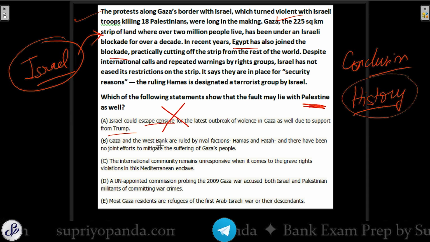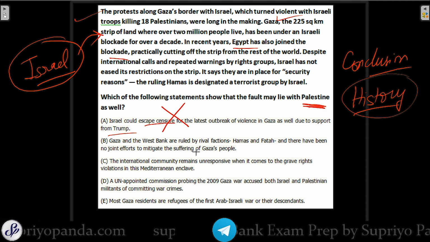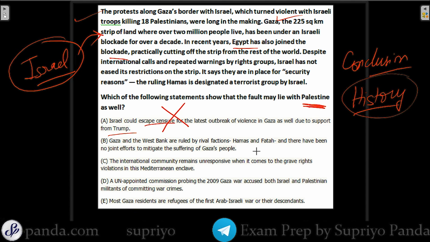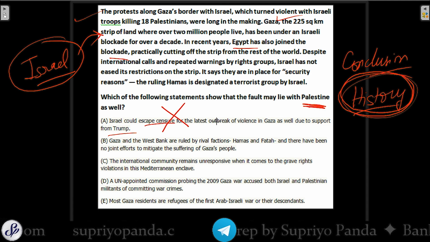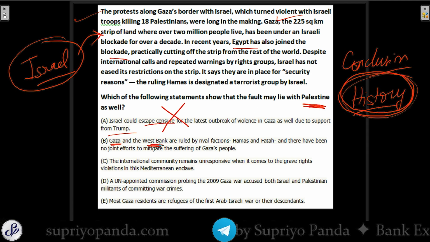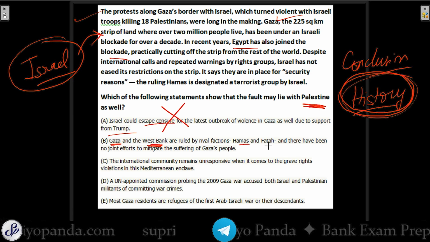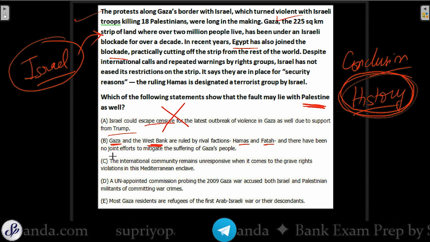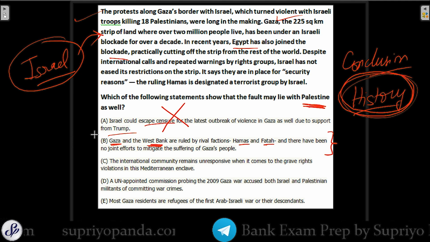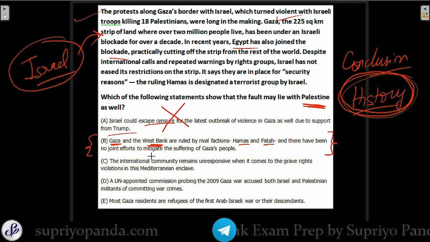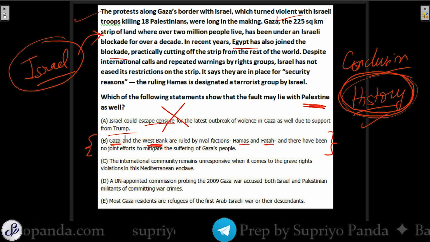Number B: Gaza and West Bank are ruled by rival factions, Hamas and Fatah, and there have been no joint efforts to mitigate the suffering of Gaza's people. All right, now this is where the history comes in. If you know the history of these two countries, you know that Gaza and the West Bank are parts of Palestine. They are different parts, ruled by different factions, Hamas and Fatah, and that is why there have been no joint efforts to mitigate the suffering of Gaza's people. So this means that Palestine is to blame because they have two rival factions and they are not taking care of their people. If you know the history, then it is quite easy to see that B is your answer.